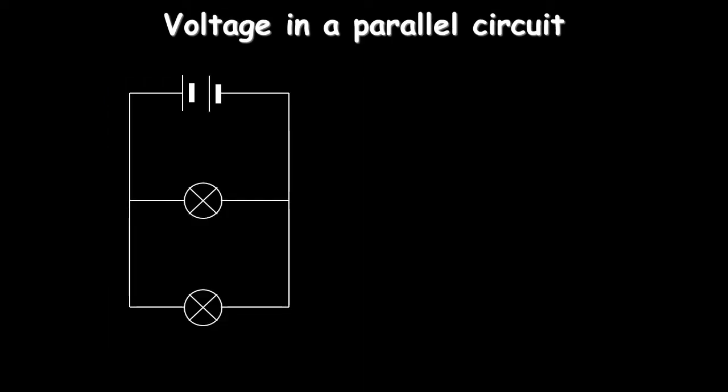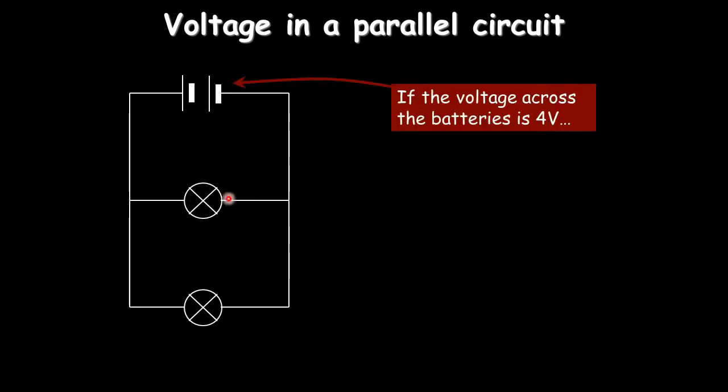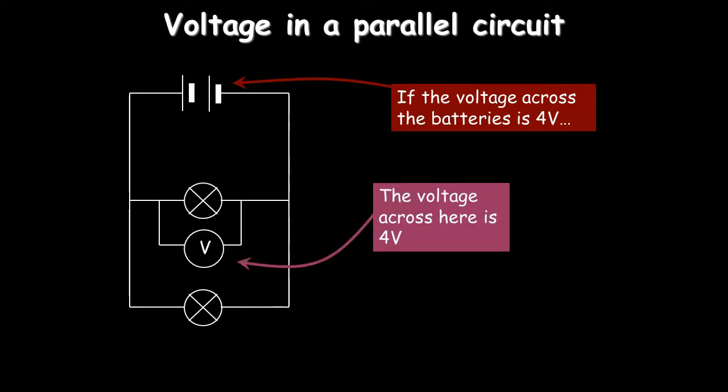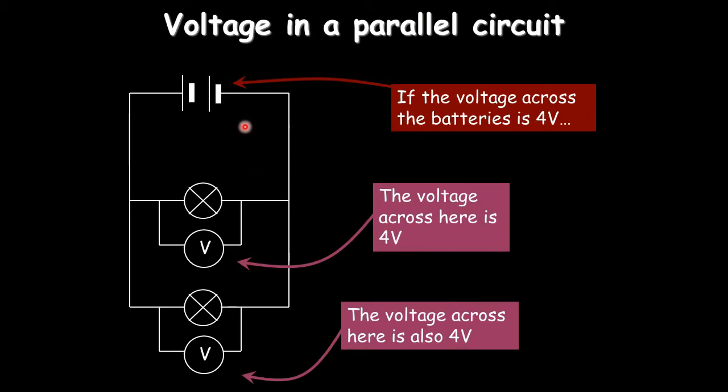Okay, and if we look at voltage in a parallel circuit, when two bulbs are put across each other in parallel, you can see they're both connected directly to the battery. So the rule here is that both those voltmeters would read 4 volts, not divide it up this time, they both get 4 volts each.